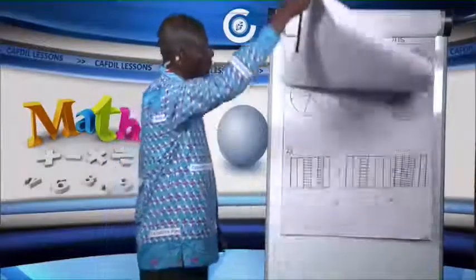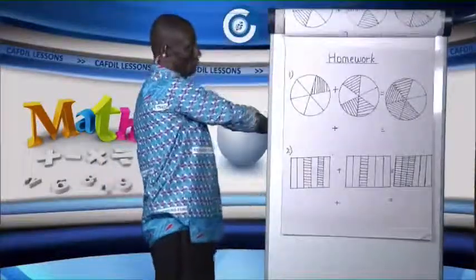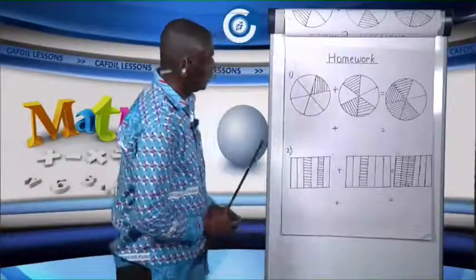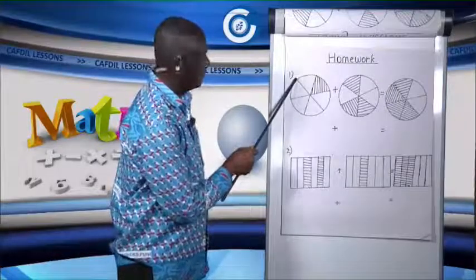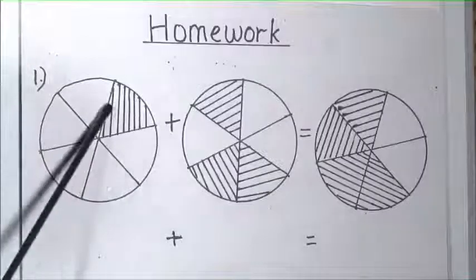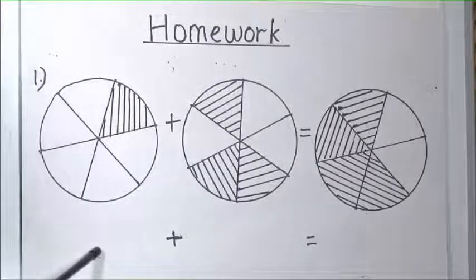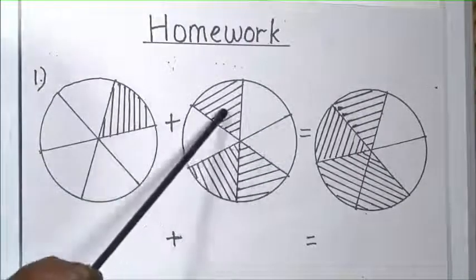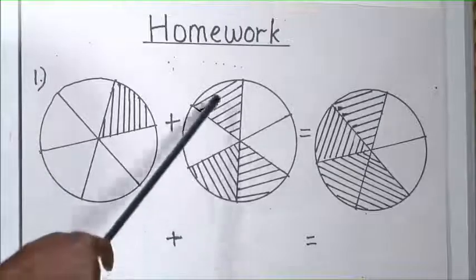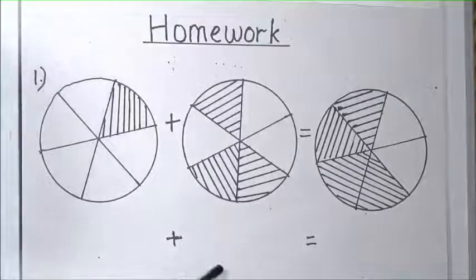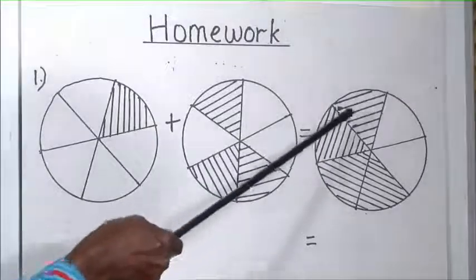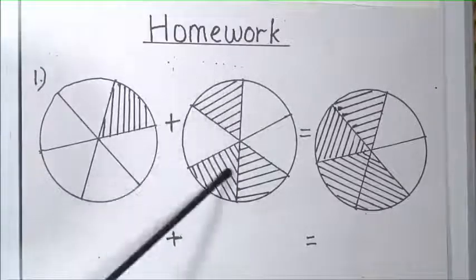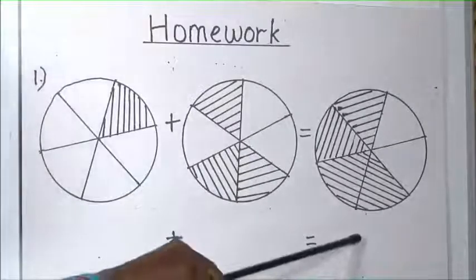Let's go to the next stage. And that is your homework. Question 1. You have this fraction shaded. Write the fraction here. Come to this circle. You also have a part shaded. That's the fraction. Write it here. Come and write what you will get when you add this fraction and that fraction. It has been shown here.